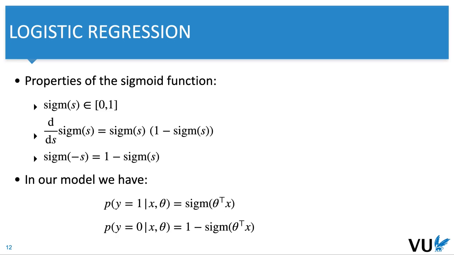And in our model, of course, we have that the probability of y equal 1 for given x is just sigmoid of this sum. And of course, the probability of 0 is simply 1 minus this sigmoid, right? So this is the property of probability. It must sum to 1.